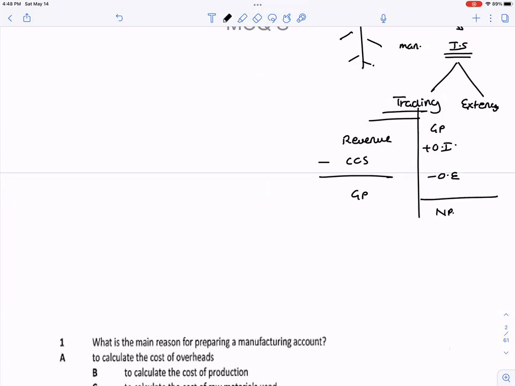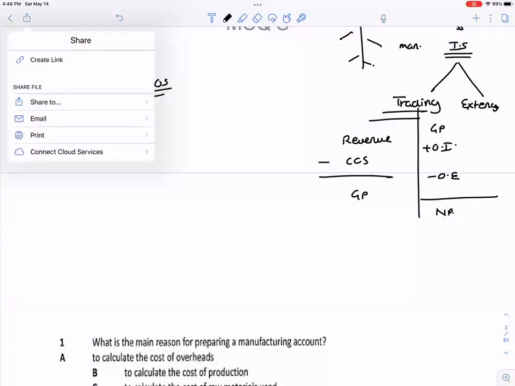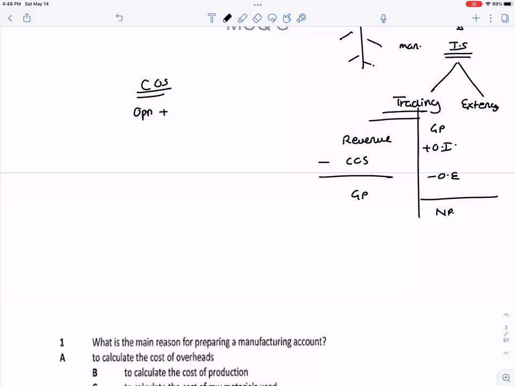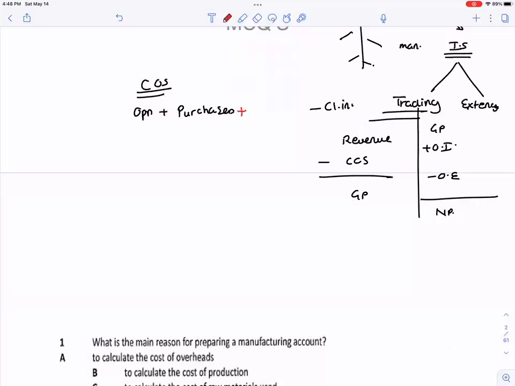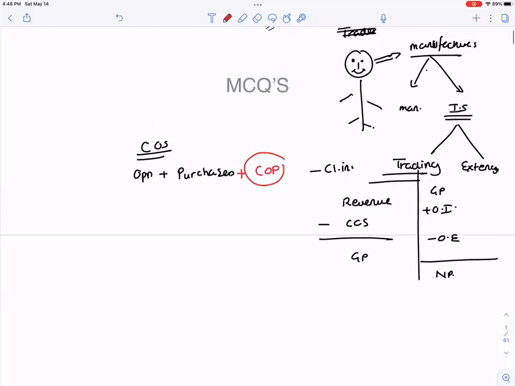Are you with me? What is cost of sales made up of? Opening inventory plus purchases minus closing inventory. But in a manufacturing account, here we add one more thing, which is called the cost of production. Now, what is this cost of production? I'll come to you in 2 minutes. And the third account which a manufacturer makes is the statement of financial position. Are you all with me?